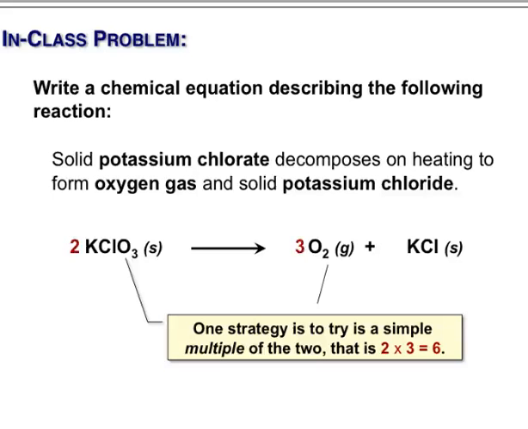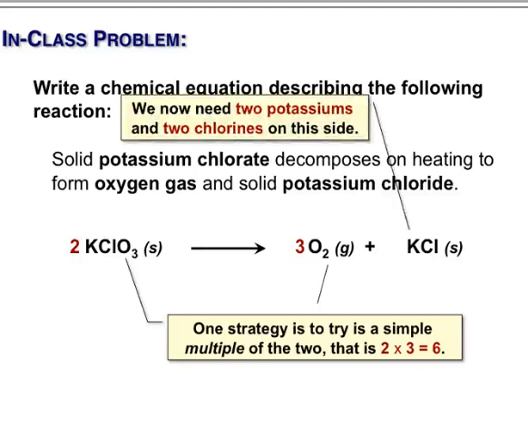Now you can do this stepwise. You don't have to use the crisscross. If we stuck our 2 in to double this, it would now give us 6 oxygens, right? That's where the 3 comes from, 6 oxygen atoms. All right, what's missing here? We have stuck in 2 in front of our potassium chlorate. That gives us 2 potassiums, 2 chlorines. We need 2 KCl's. And we have balanced our equation.